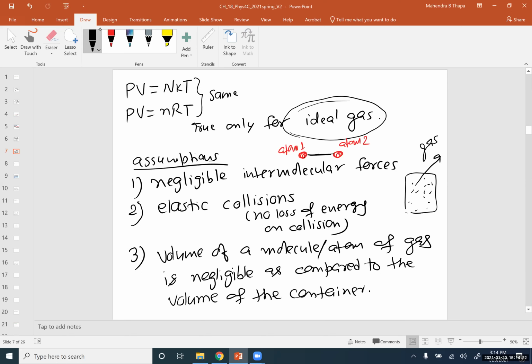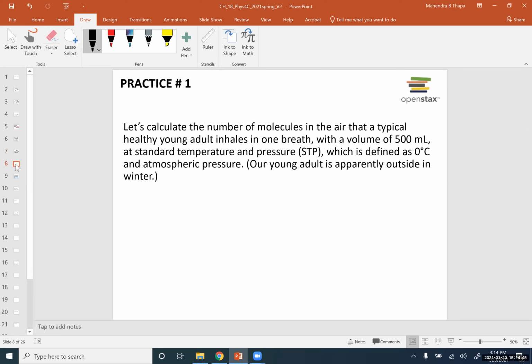In this example, if this is the container, its size is very big as compared to the volume of each molecule. So this is the ideal situation. In that situation, Boyle's law and Charles' law are valid, and the combined form, which we call the ideal gas equation, is true only for an ideal gas.